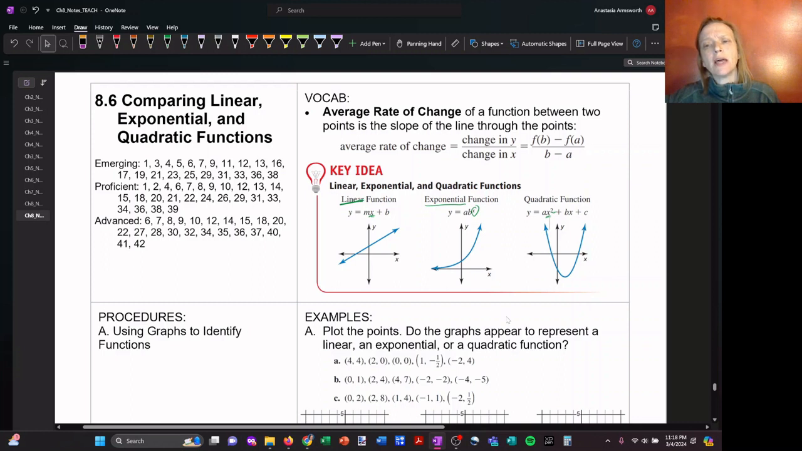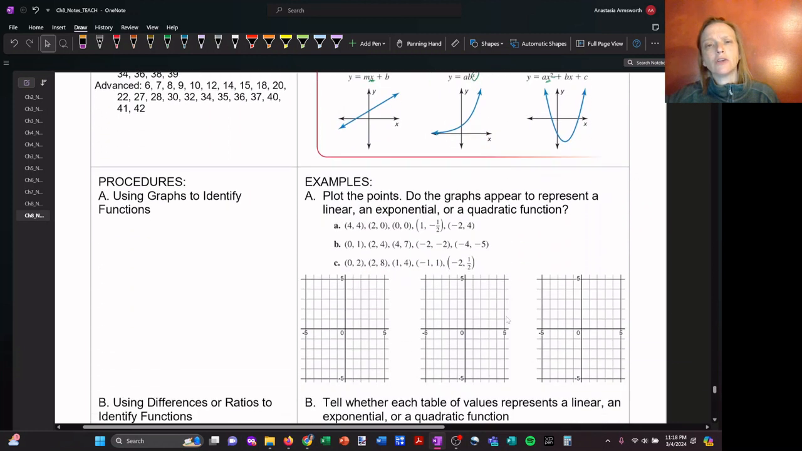So let's use that information and try to identify the difference between exponential, quadratic, and linear functions. In this first example, we're asked to just plot some points and decide whether the graphs appear to represent linear, exponential, or quadratic functions. So again, pause the video, making sure that you've got the same points and the same answers that I have.